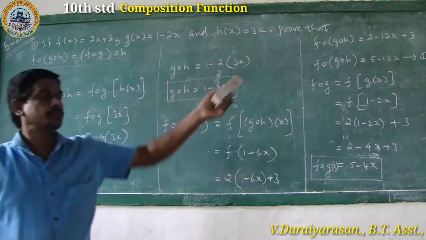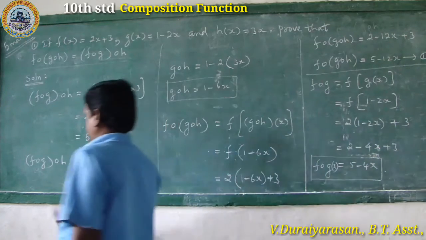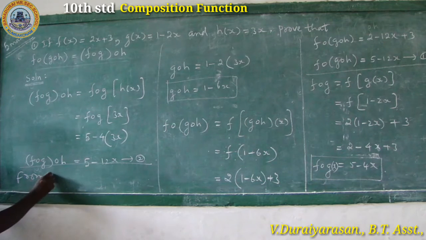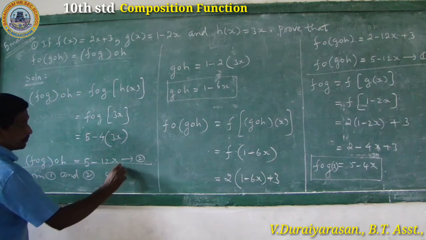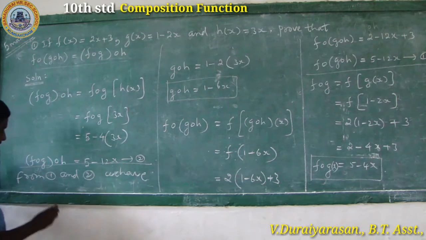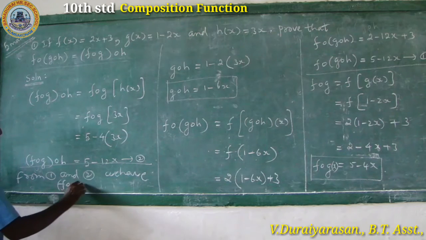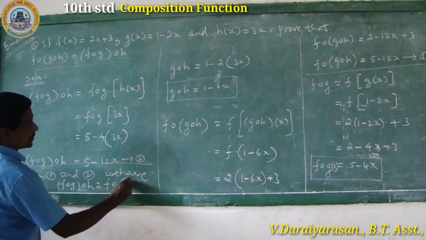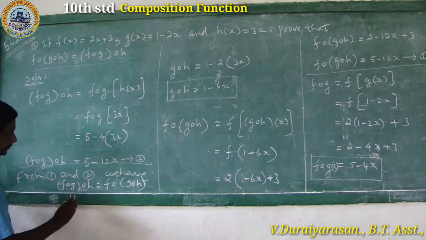From 1 and 2, observe the two equations. From 1 and 2, we have f composite g of h is equal to f composite g composite h. Hence proved.